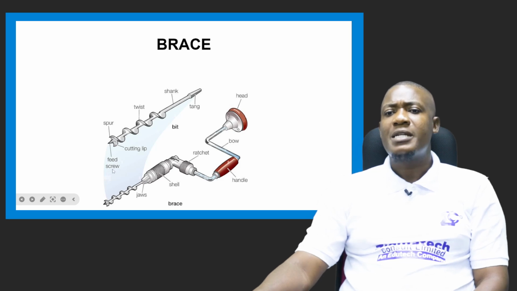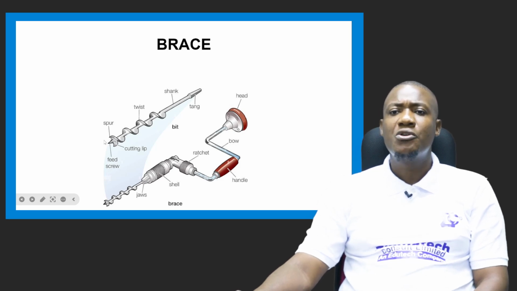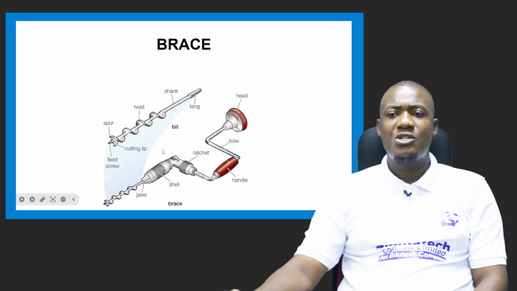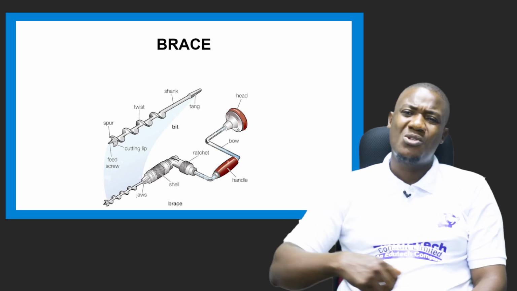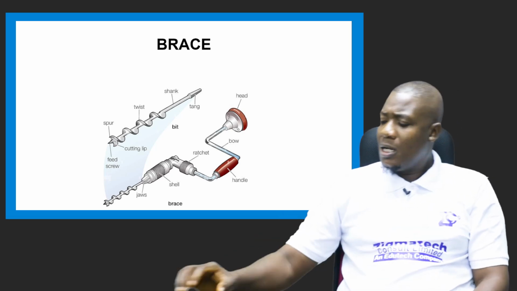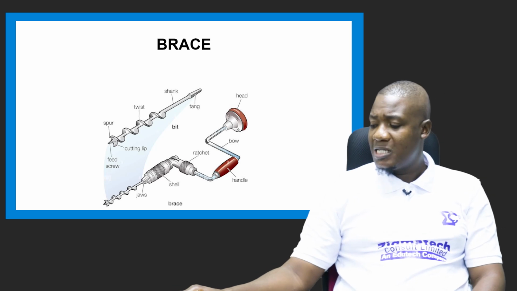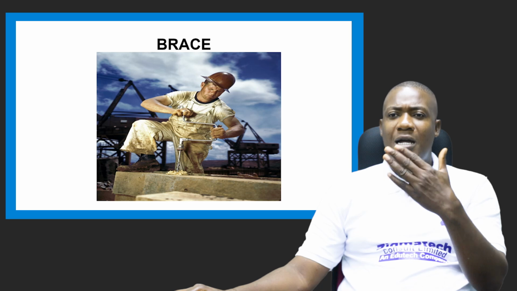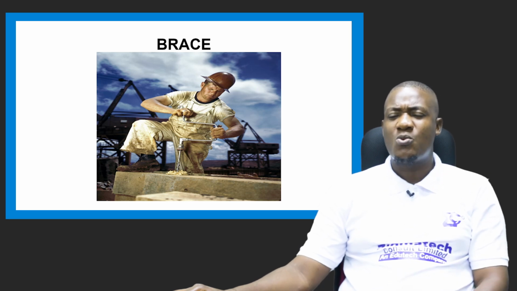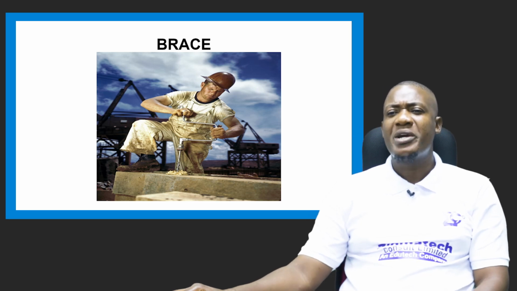All right. Now we have the feed screw. We also have the spur. As you turn the brace, the feed screw just screws into the wood, and as you rotate, as it twists, a hole is made on the wood. See a technologist that's working on the wood. Can you see the way he's going about it? That is how the brace is used to bore holes on the wood.